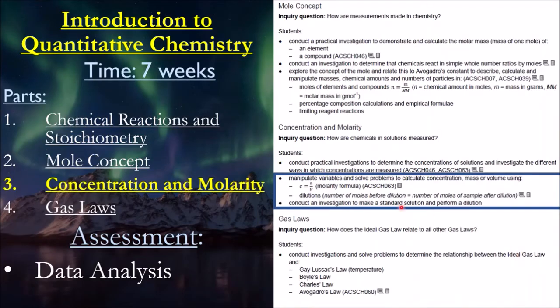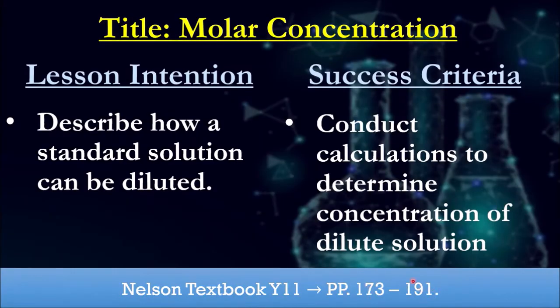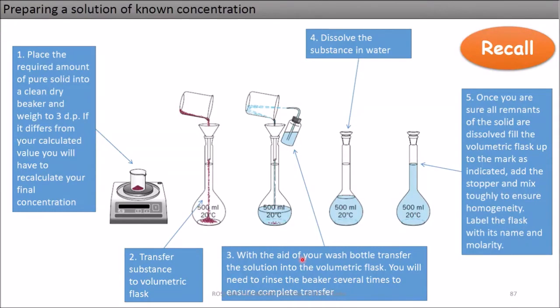Alright, so what dot points are we covering? We are looking at the molarity formula, so C equals n over V. And we're going to also look at dilutions. Now, if you read this statement closely with the syllabus, it says for dilution, the number of moles before dilution equals the number of moles of sample after dilution. Now, what does that mean? That's what we're going to look at. Remember, this is your relevant textbook chapter, so have a look at all the pages.